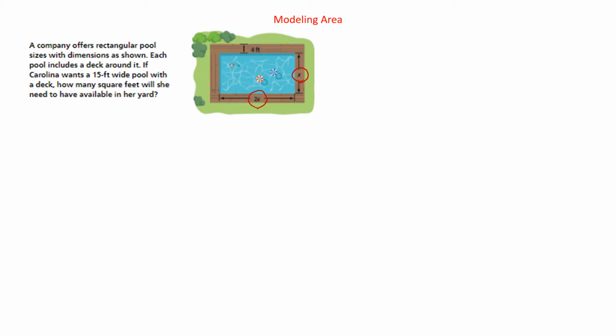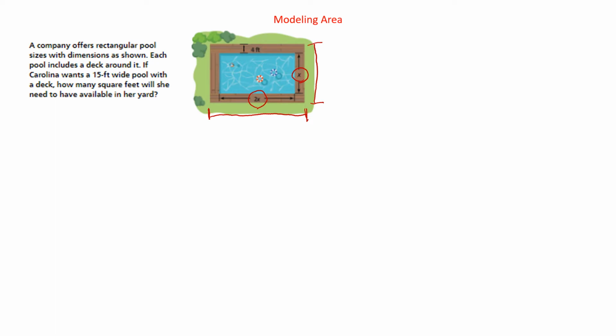Each pool includes a deck around it. If Carolina wants a 15-foot wide pool with a deck, how many square feet will she need to have available in her yard? So the very first thing we're going to need to do is let's make a quadratic model. So right now we have 2x and x. That's the size of the pool. We don't want the size of the pool, though. We need the size of the space that she needs in her yard.